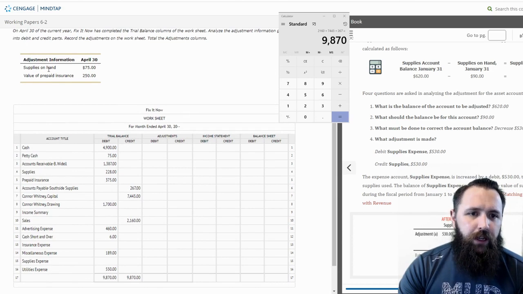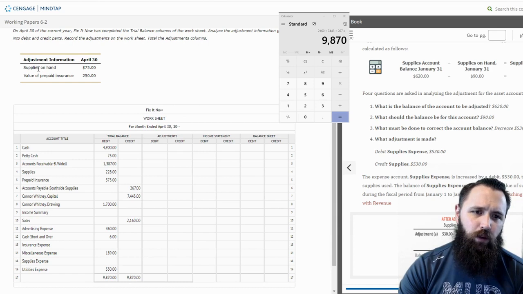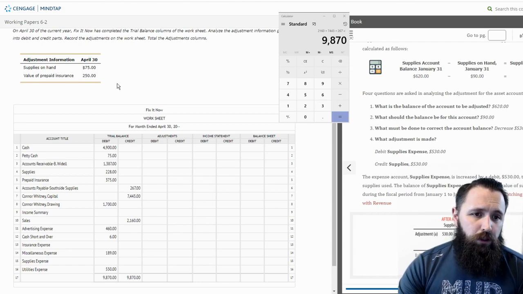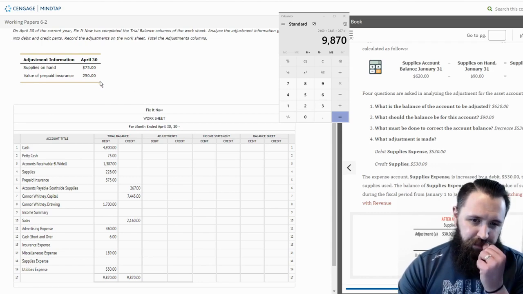And for each of these, we're going to have to affect 2 accounts. Okay, and what are those 2 accounts going to be? Well, supplies and supplies expense, and then prepaid insurance and insurance expense. So let's look at the first thing that we have.